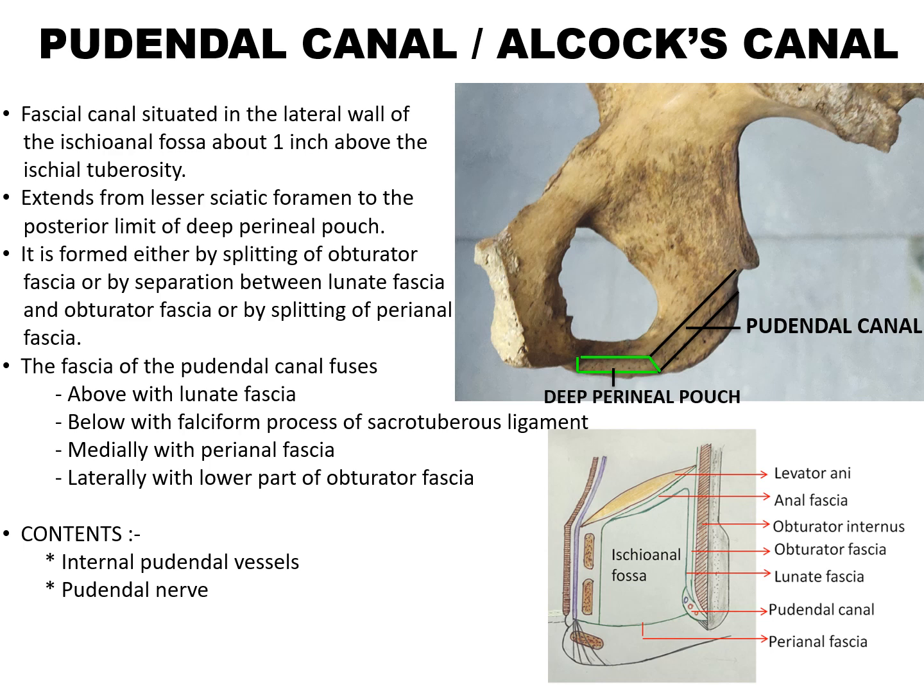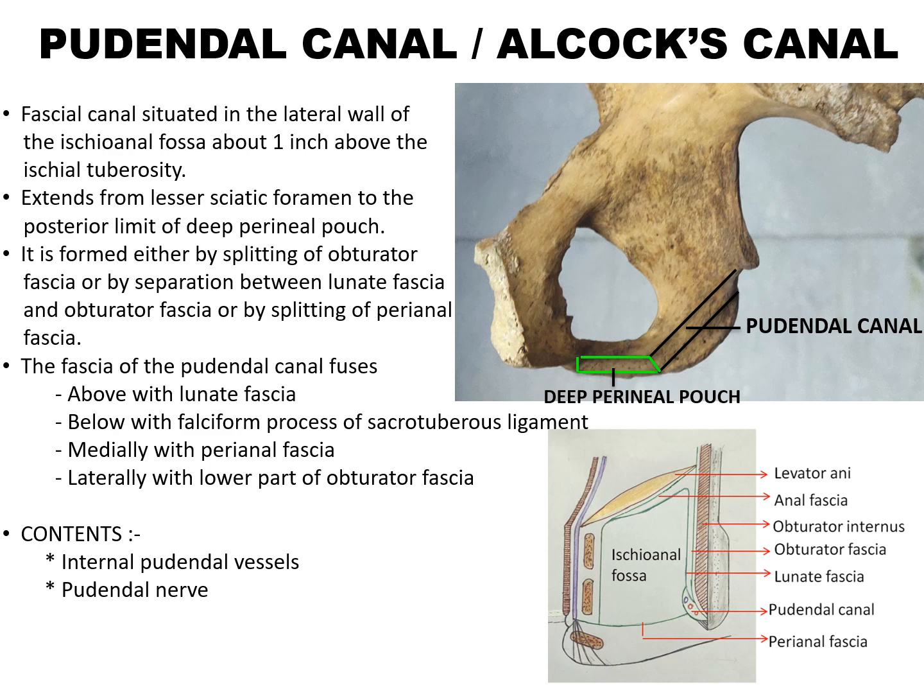Now carefully observe the first diagram. You can appreciate the pudendal canal. It lies above the ischial tuberosity. The pudendal canal extends from the lesser sciatic foramen to the posterior limit of the deep perineal pouch. The deep perineal pouch in the first diagram is indicated by a space between the green lines.